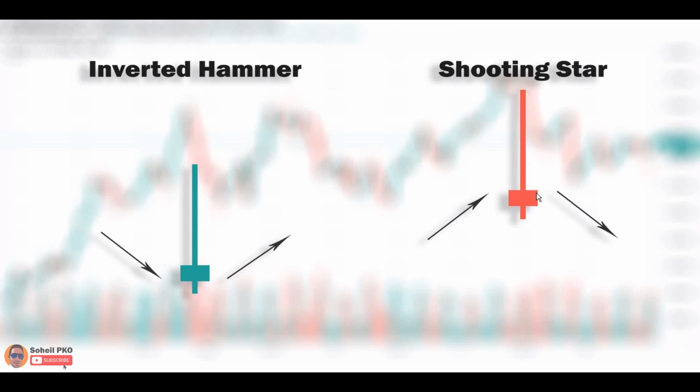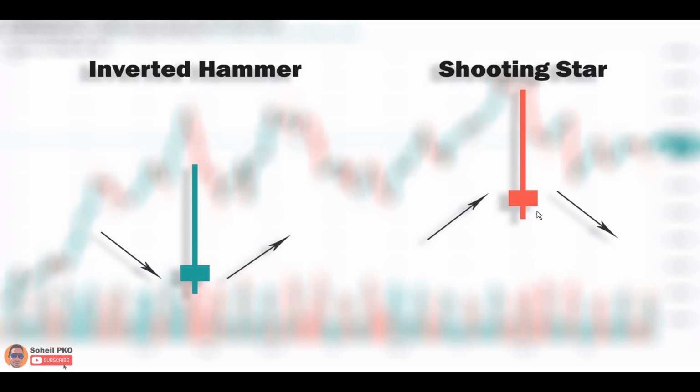Because the body is small, we didn't have much activity between open and close, so the color of the body doesn't matter here. The long upper shadow shows that buyers had the control at first and took the price up significantly, but at the end, the strong sellers stepped in and forced the price down somewhere near the open price. If there is no lower shadow, the pattern becomes stronger.